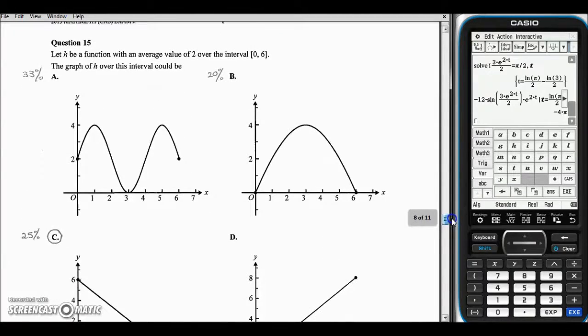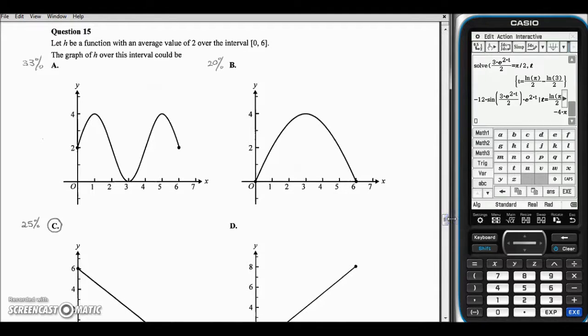Question 15, another graph one. This time we're told that the average value of the function is 2 from the interval 0 to 6. So which one could the graph be? Now, if you know anything about average value of a function, you should know that if the average value is 2, then if I draw a horizontal line at y equals 2, the area above has to be the same as the area below. And so you straight away tell that it can't be this one.